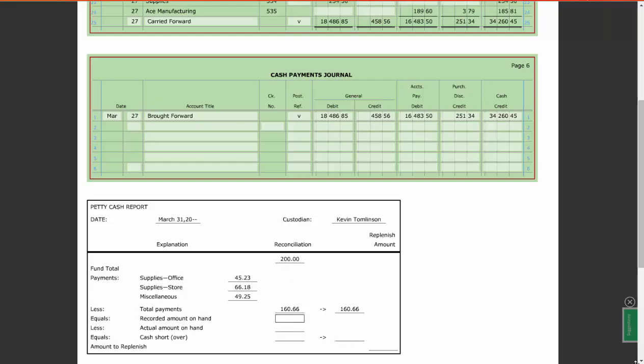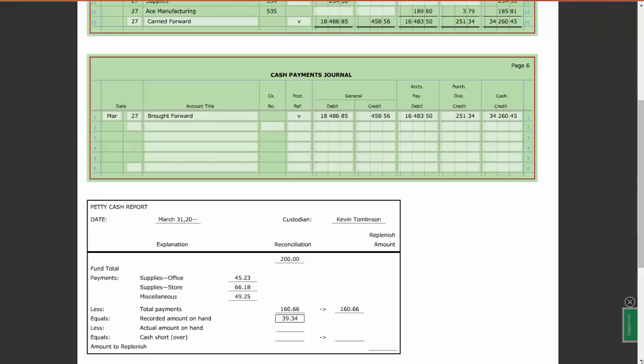And what does that give me? 39.34. So that should be how much cash we have on hand, mathematically. I started with $200. I have receipts that total 160.66. So on hand, in my cash drawer, I should have 39.34.